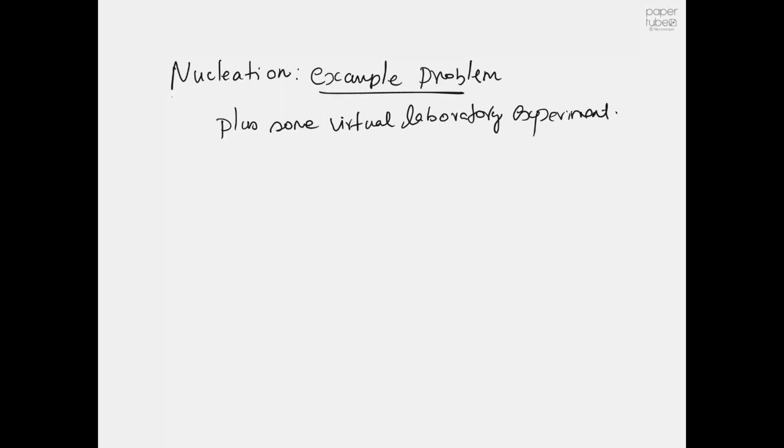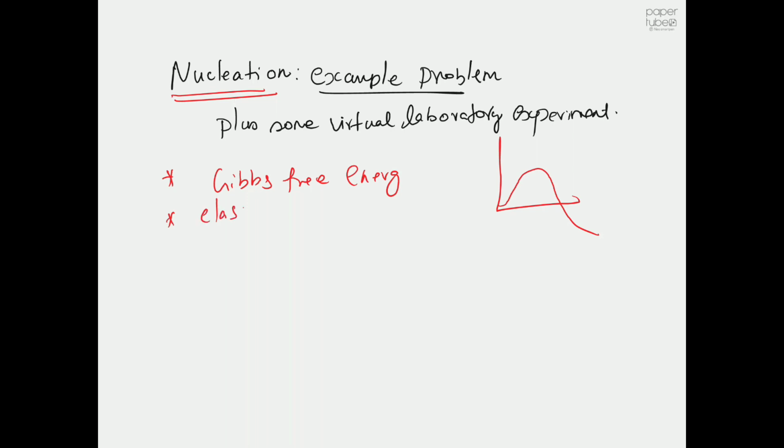Before solving the problem, let's see what crystal nucleation is about. I think we already covered this. I think it's part 4 of the lab. So we already talked about Gibbs free energy, so we all know what Gibbs free energy is. I hope you remember this diagram. And then we already talked about the classical nucleation theory.